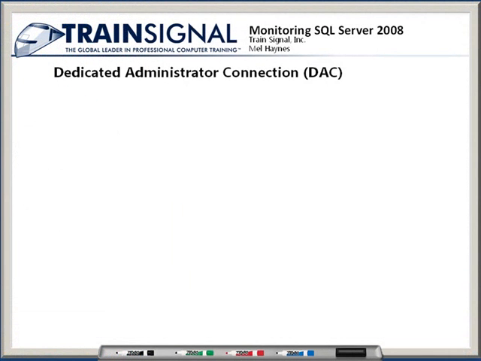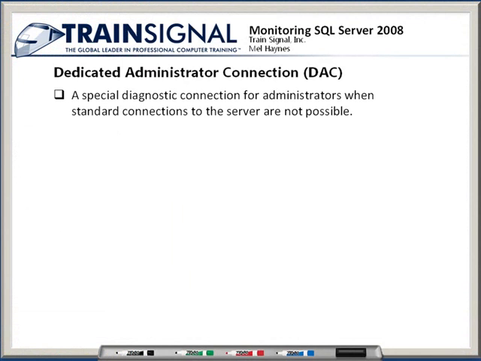Next, I want to get into a feature called the Dedicated Administrator Connection. It's available since SQL Server 2005, and it is a diagnostic connection that allows you to connect to your server when other connections are not possible, such as you've got some renegade process running out there on your server that's eating up all the resources so that other users are getting very slow responses or maybe even no response at all. The server seems to be hung. You need to try and get in there and figure out what's going on.